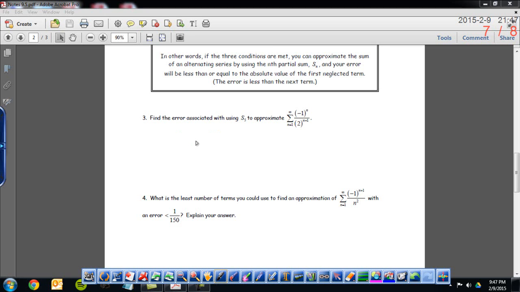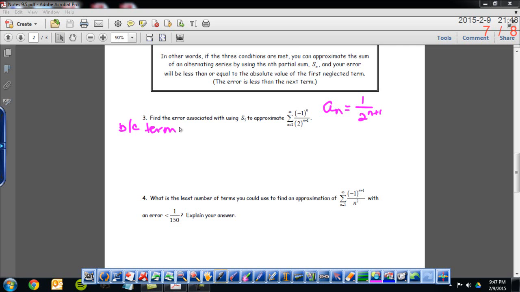If you think about your a sub n, and you don't always have to write this down, but the a sub n part, remember, is the part that's not the negative 1 to the n. So we have 1 over 2 to the n plus 1. So as n gets bigger and bigger, your terms are going to be decreasing. You're going to get 1/4, 1/9, 1/16, etc. And if you take the limit as n approaches infinity of a sub n, then you are going to get 0.